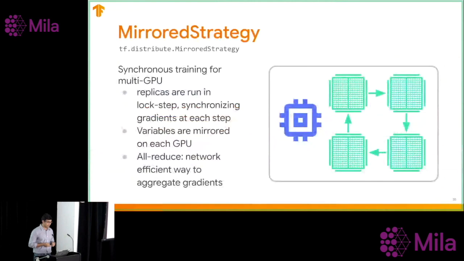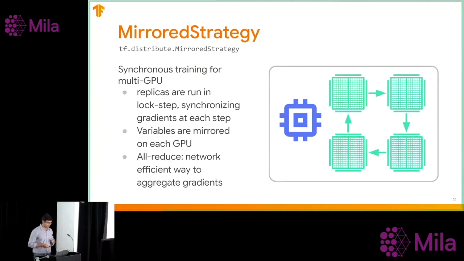So one example of a distribution strategy is this tf.distribute MirroredStrategy. This is used when you want to run your model on a single machine with multiple GPUs. And what it does is basically replicate your model and your variables on each device, and then it uses something called all-reduce to keep all your variables in sync.